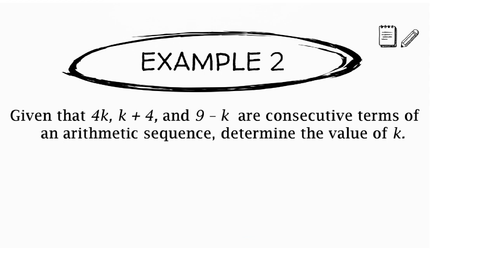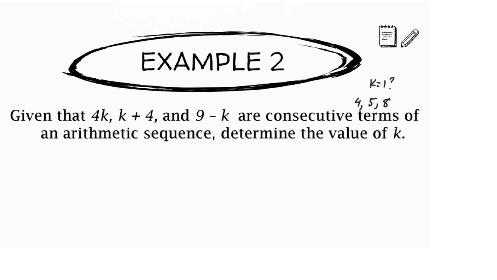Given that 4k, k plus 4, and 9 minus k are consecutive terms of an arithmetic sequence, determine the value of k. We could try a guess and check method where if we thought maybe k is equal to 1, then the terms would turn out as 4 times 1, which is 4, 1 plus 4, which is 5, and 9 minus 1, which is 8. Well, that clearly is not an arithmetic sequence because the difference between 5 and 4 is different than the difference between 8 and 5.